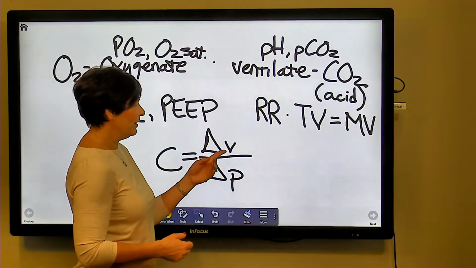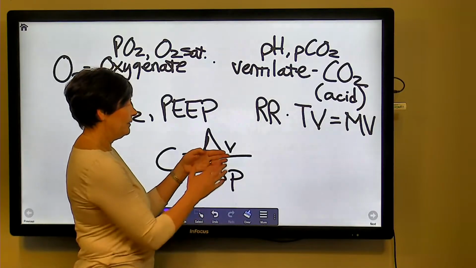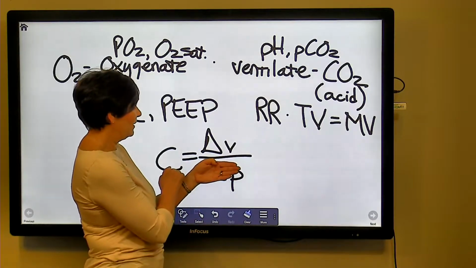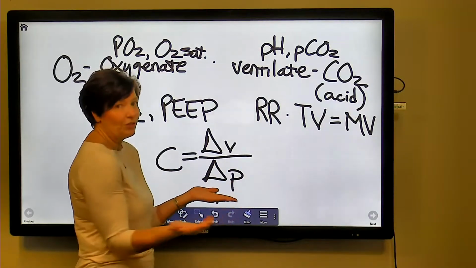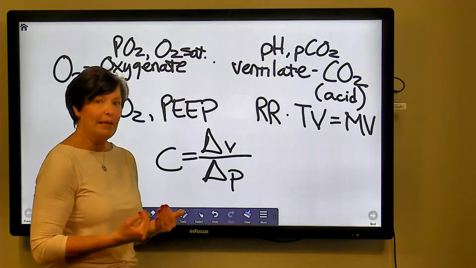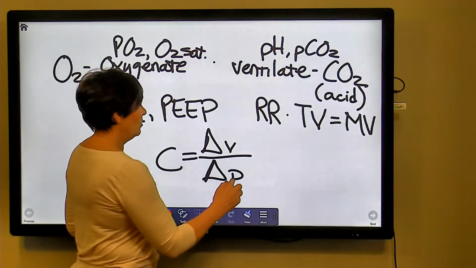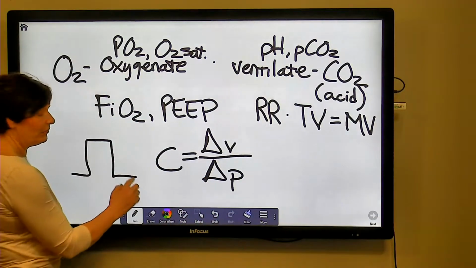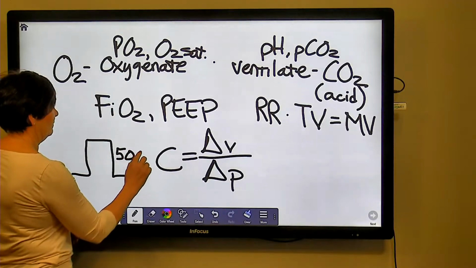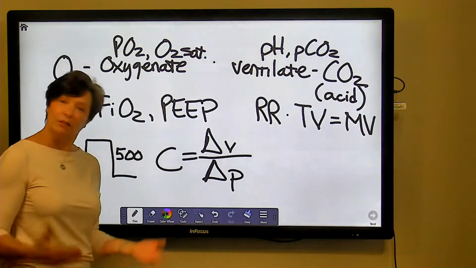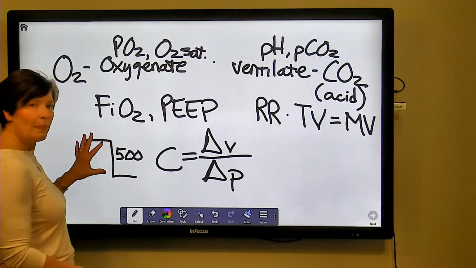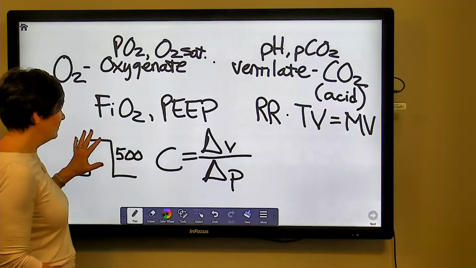Compliance being a change in volume over pressure, I can set a volume on my ventilator. Depending what my compliance is, it will take a certain amount of pressure to get me that volume. So I can say to the ventilator, Heidi wants 500 cc tidal volume. And the ventilator says, okay, Heidi, and it just pushes that volume into the patient.